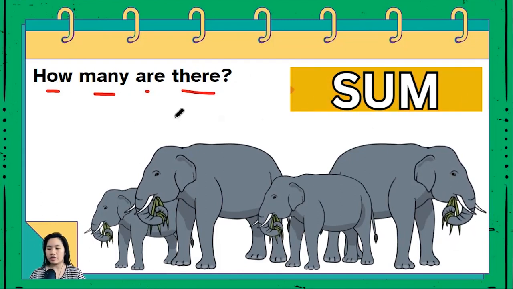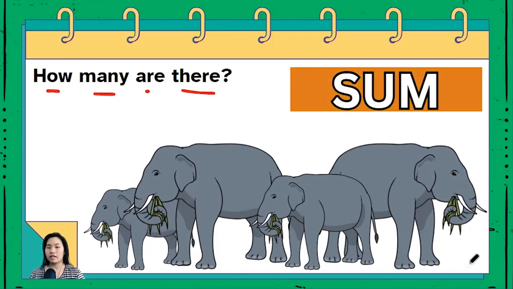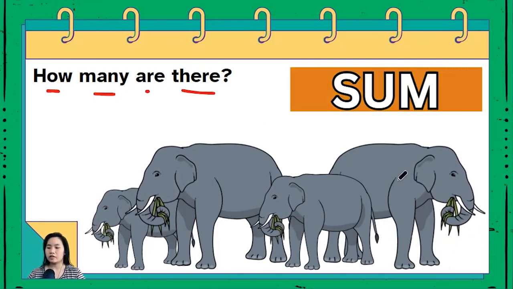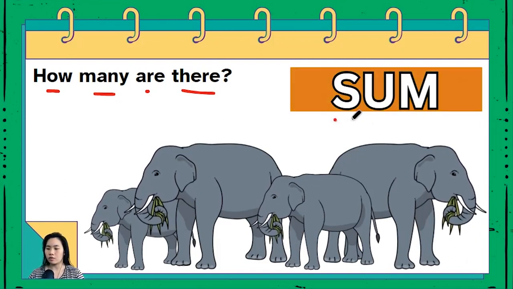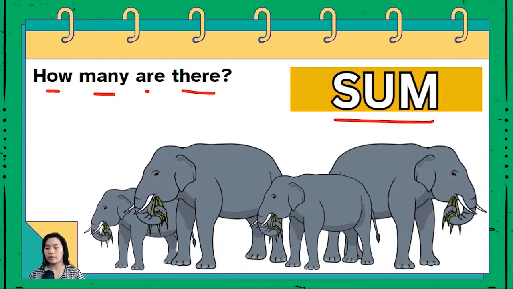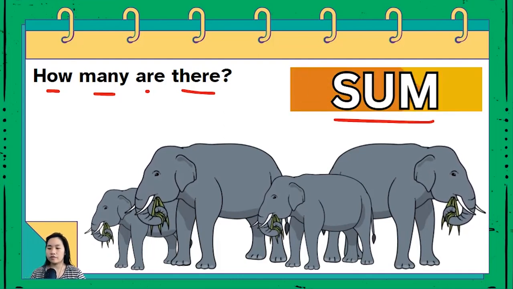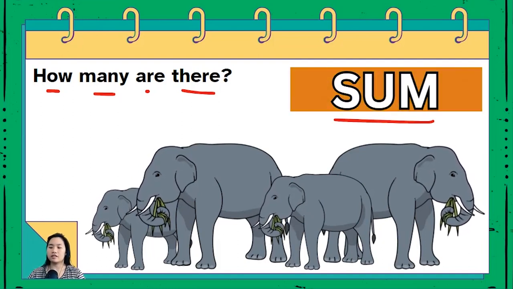I have a group of elephants over here, and I want to know how many elephants are there in total, okay? So another word for in total is the word sum, and that word is going to come up a lot when you learn about addition, because sum means the total of a thing, a total of coffee cups, a total of candies, a total of people. When you want to figure out a total of something, you go with addition, okay?